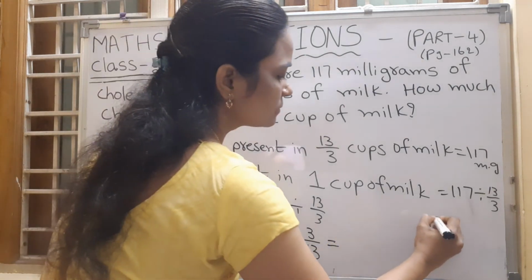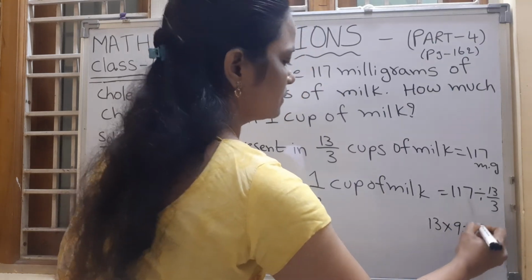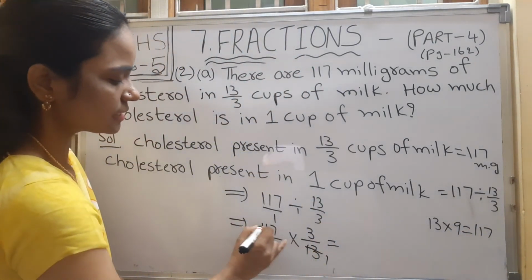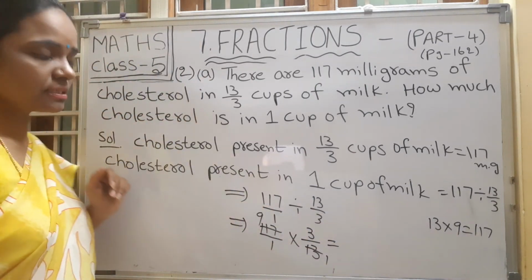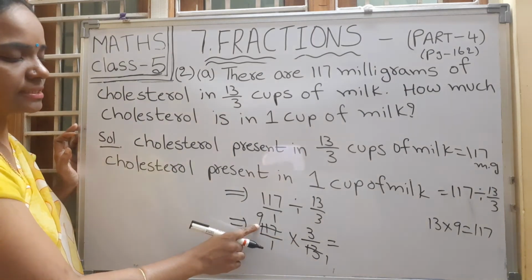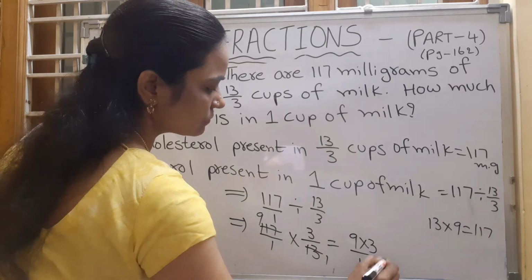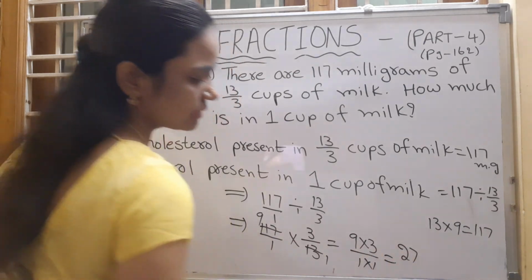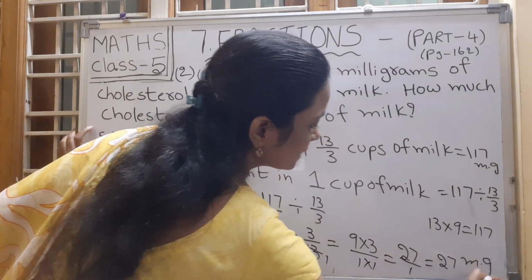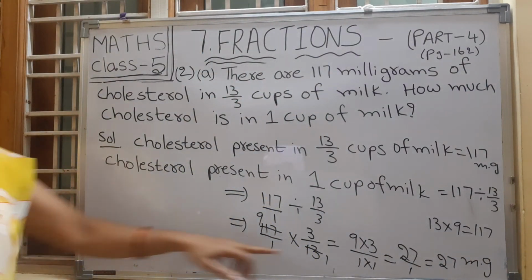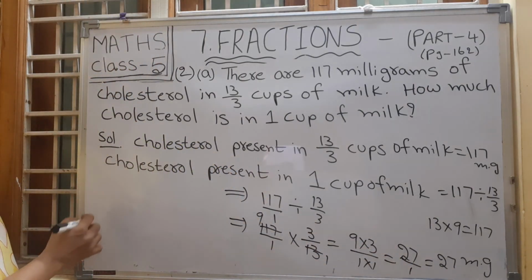Now 13 table. 13 nines are how much? 117. So 13 ones are 13, 13 nines are 117. So 9 into 3/1 into 1. 9 threes are 27. 27/1 is equal to 27 milligrams. Okay children, by 1 means it is 27 only. So final answer write down.